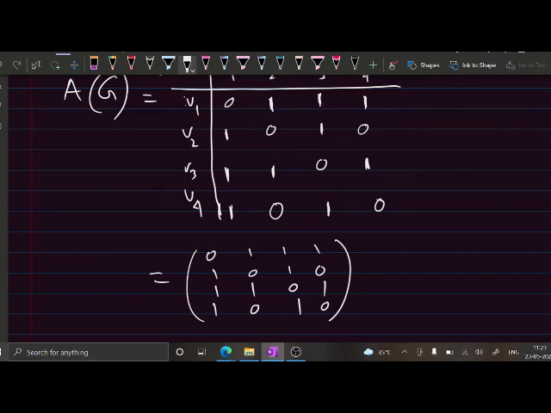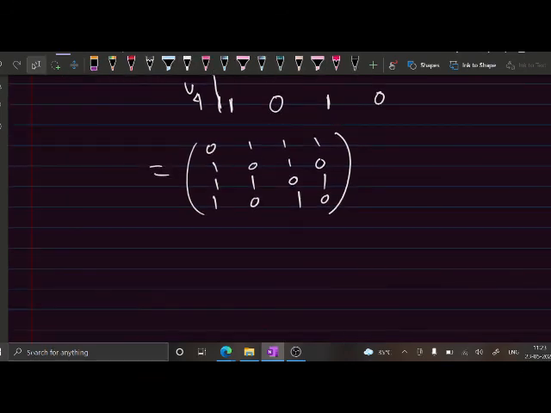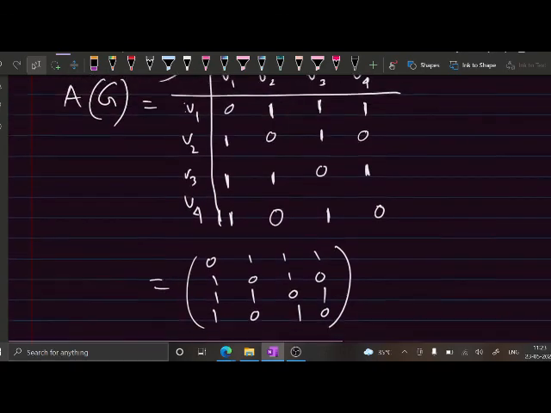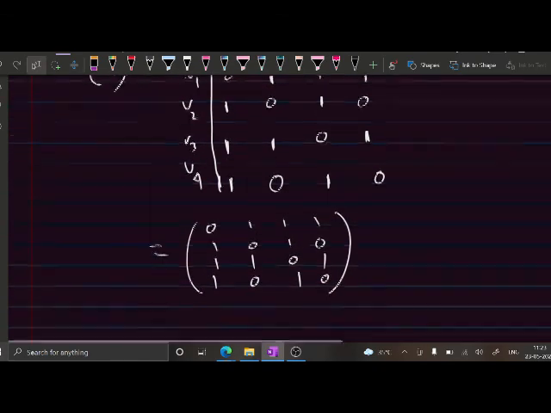So corresponding to any simple graph with n vertices, you can associate an n cross n square matrix whose entries can be defined this way. So I would like to stop here.